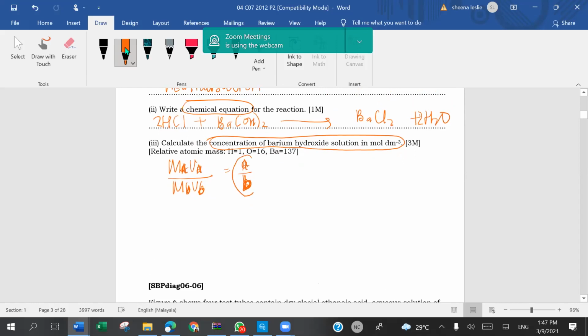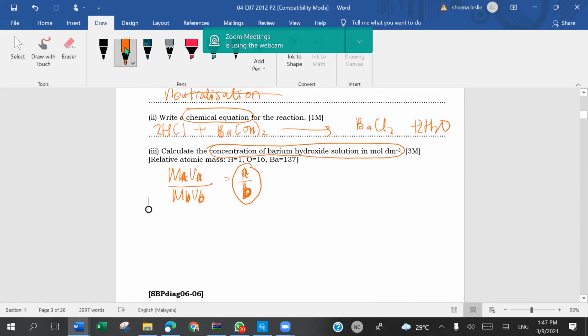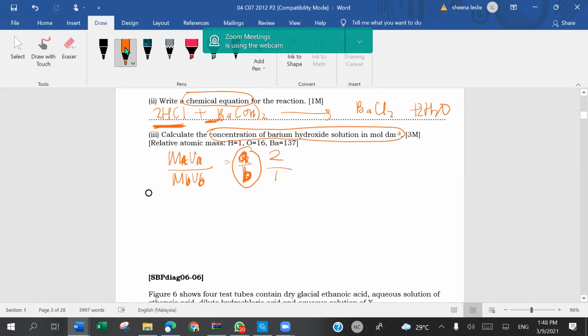Now, A over B. What is the coefficient in front of my acid? I go to my acid. What is the number in front of my acid here? 2. Okay, so the answer will be 2. I go to my base. What is the number in front of my base here? 1. Very good. So that is my A over B.